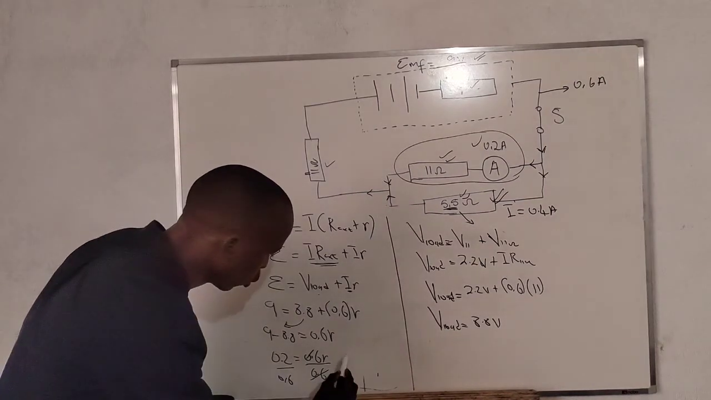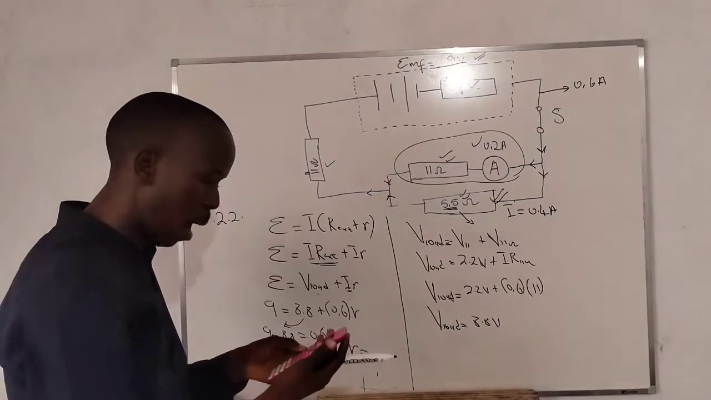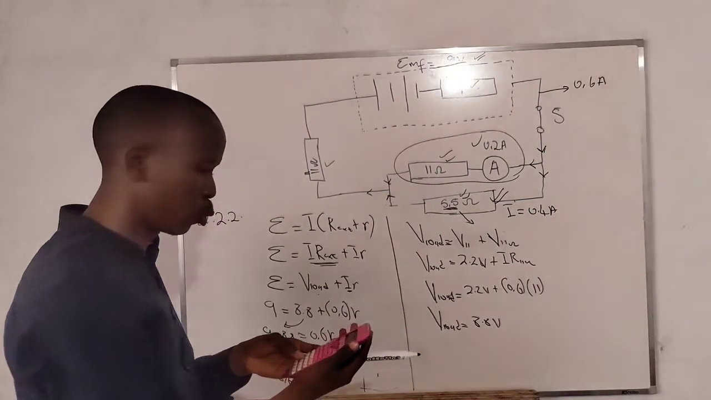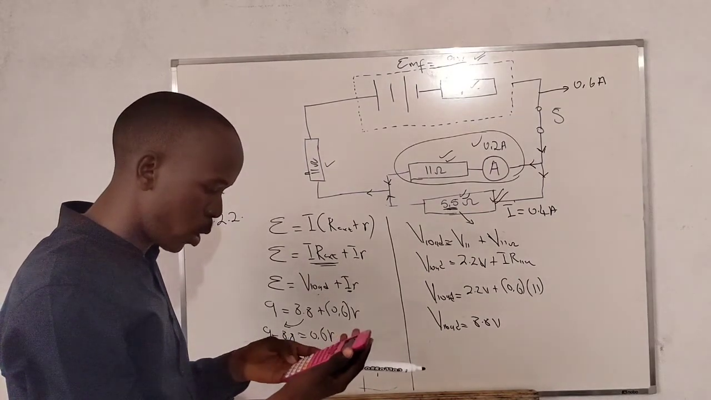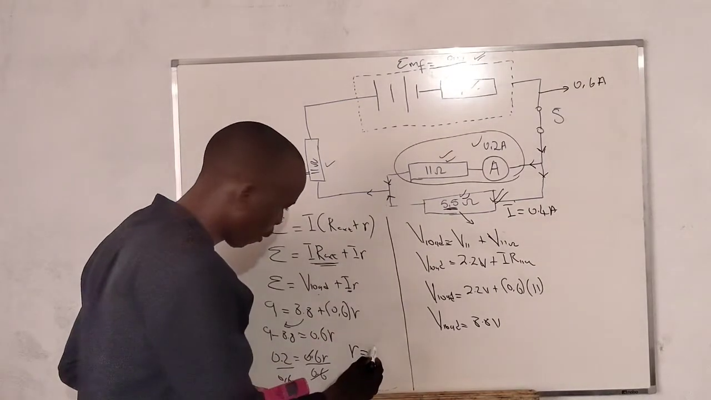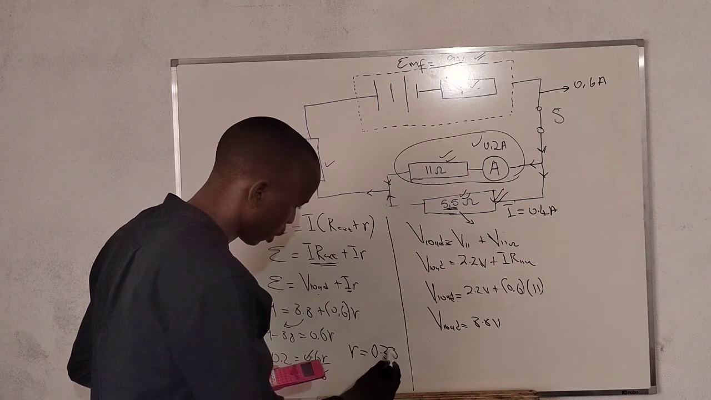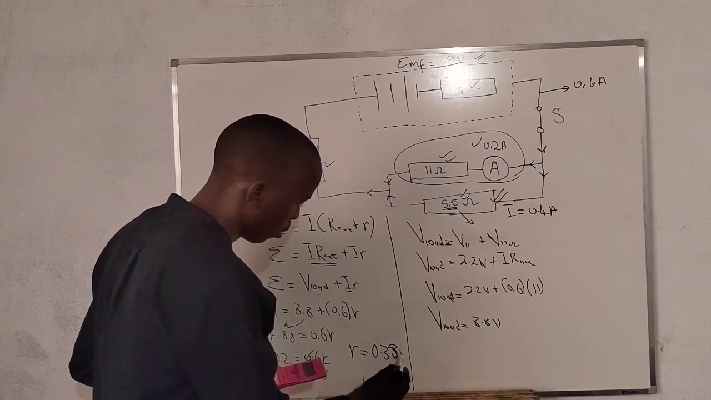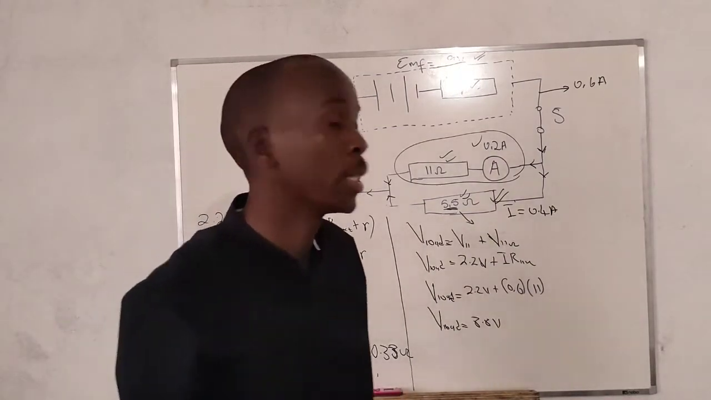Let me write the answer for the internal resistance. I'm dividing 0.2 by 0.6, and we find the answer. The answer is 0.33 ohm.